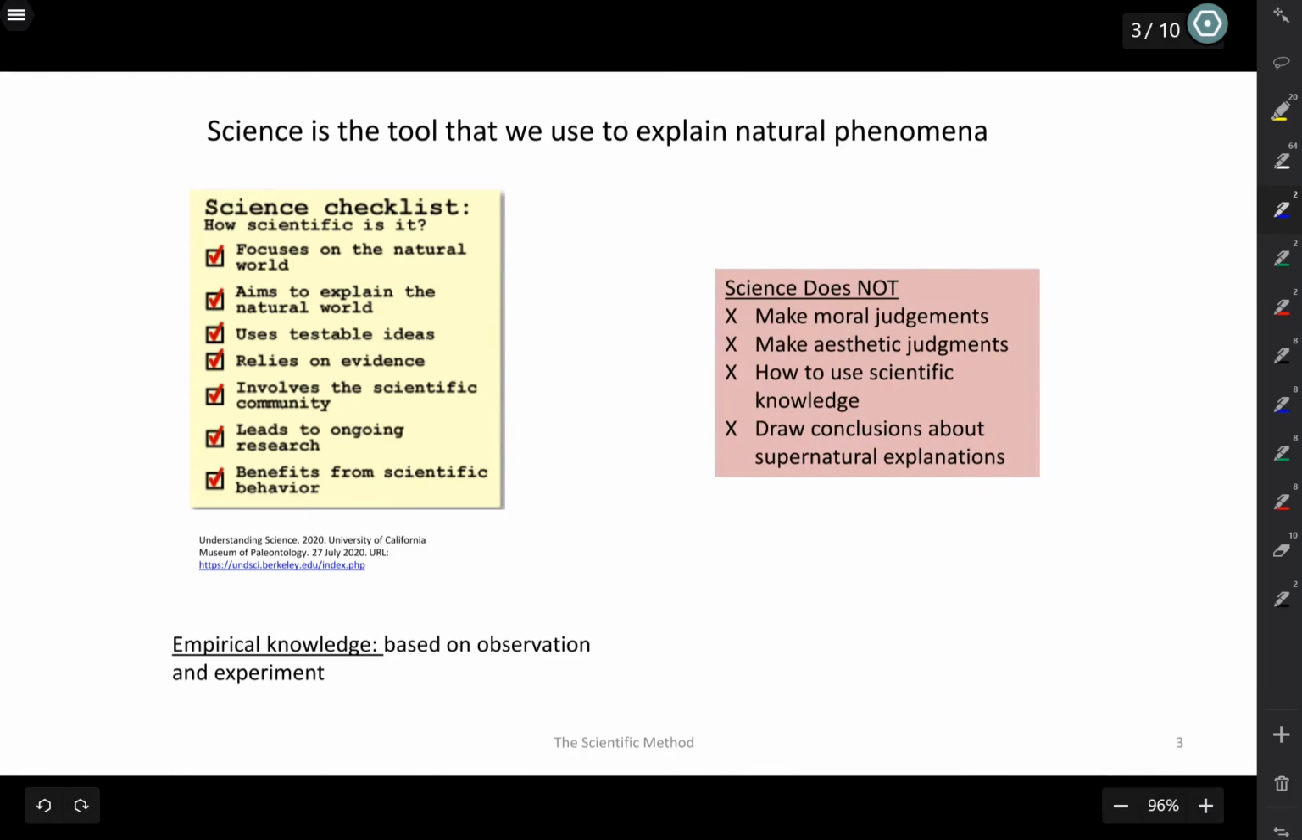A couple things that science is not. It does not make moral judgments, nor aesthetic judgments. Thank goodness. It doesn't tell us how to use the scientific knowledge that we're gaining. This is a really key component. That's more ethics. Okay? It also doesn't draw conclusions about supernatural explanations or feelings that we have.